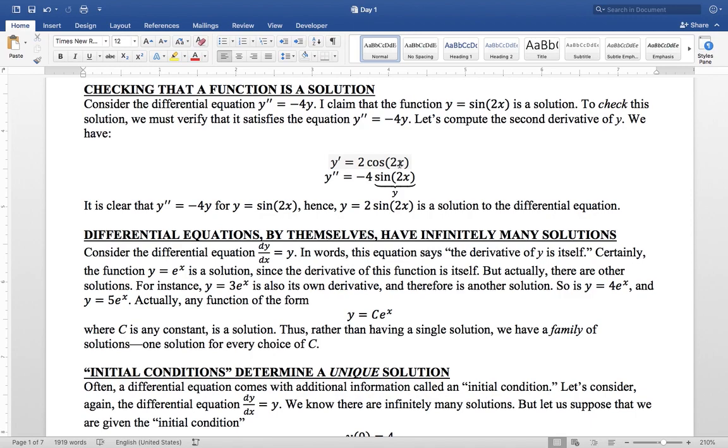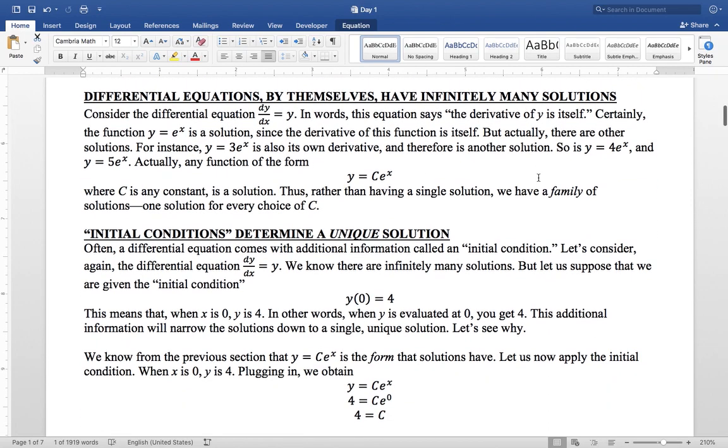The first derivative of y, because of the chain rule, gives us 2 cosine 2x, and then differentiating a second time gives us negative 4 sine 2x. And this quantity right here, that's y, right? So we see that y double prime is equal to negative 4 times y, the original function. So it's clear, therefore, that it satisfies the original differential equation.